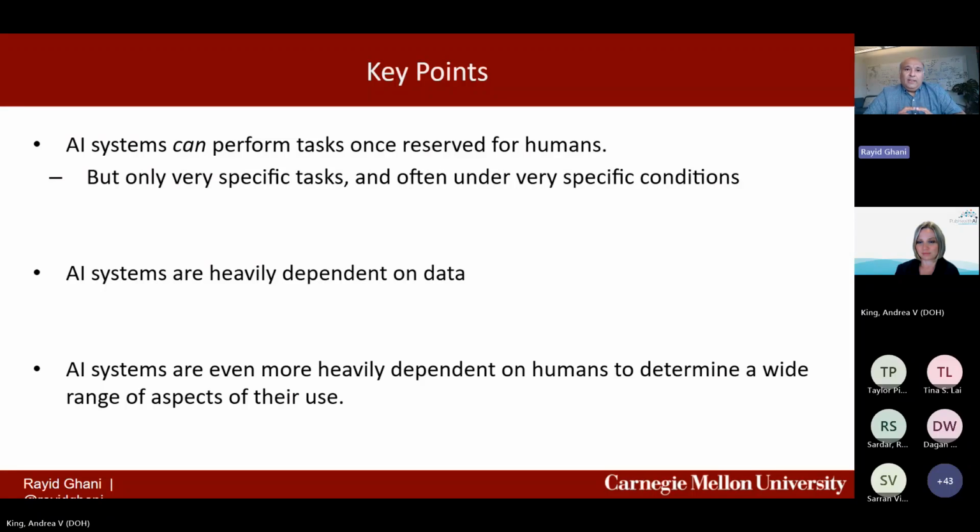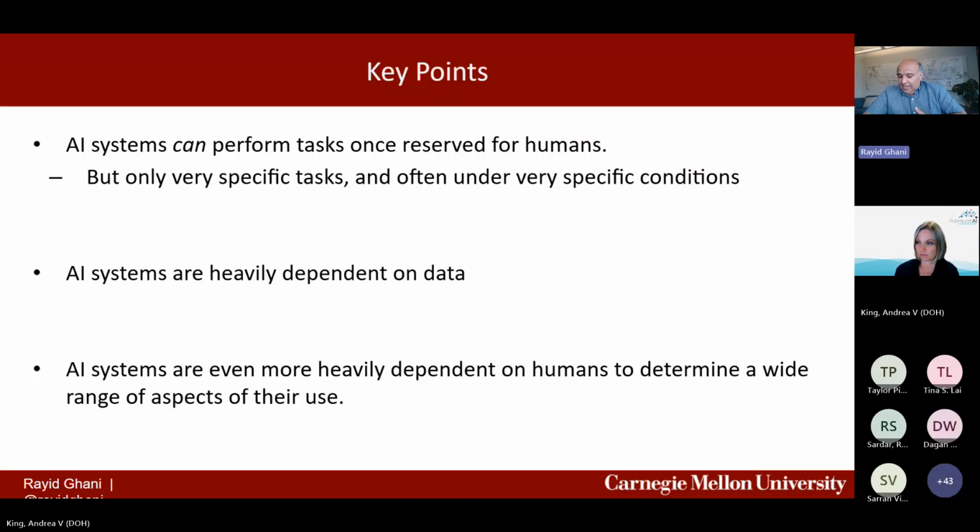When you take them out of their comfort zone, they start doing crazy things, as probably you all have seen examples of. You start typing the same word over and over again in any of these chatbots, and they start giving you gibberish. So that's one important thing.